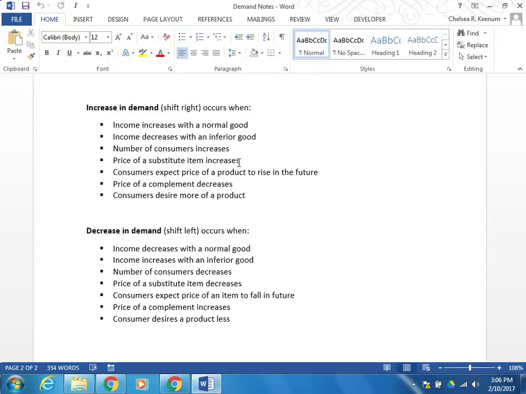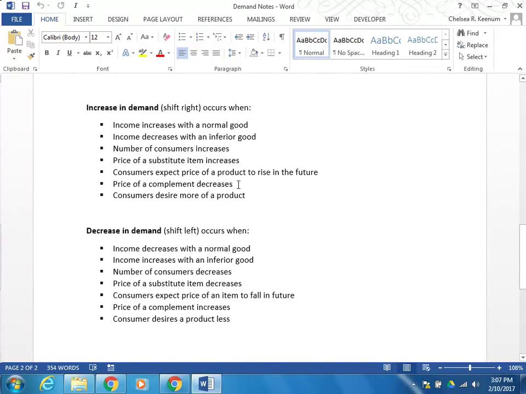Okay, consumers expect the price of a product to rise in the future. So if it looks like we had a bad season for a certain type of fruit, and so we think there's not going to be as many of them next year, or next season, whatever, more people are going to buy them now because they're not going to want to pay higher prices for them in the future.